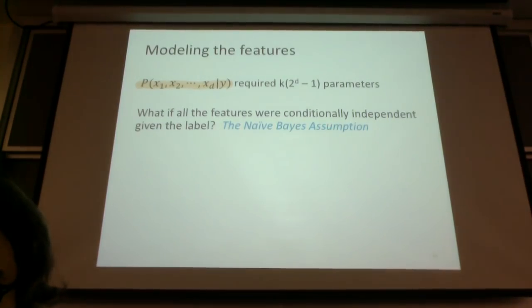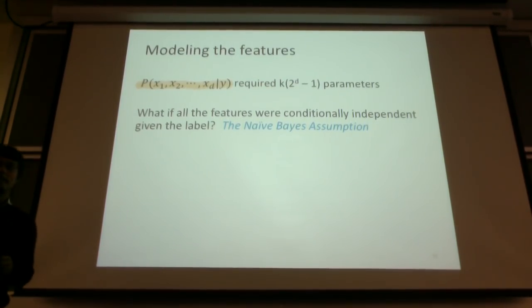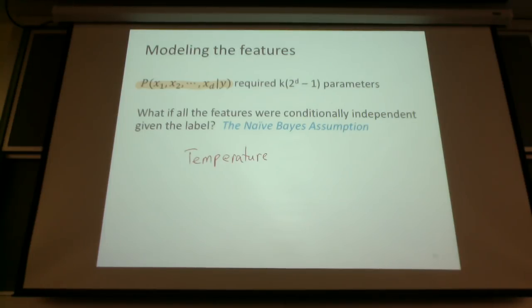Pretend that all these features were conditionally independent of each other given the label. Now let's think about this. Let's say you have two features like temperature and wind. I'm not going to write all of these again, so let's just call it T and W. So I need to decide whether to play tennis or not, and the argument from the last lecture said that what we need is a probability of T and W conditioned on whether I should play tennis or not.